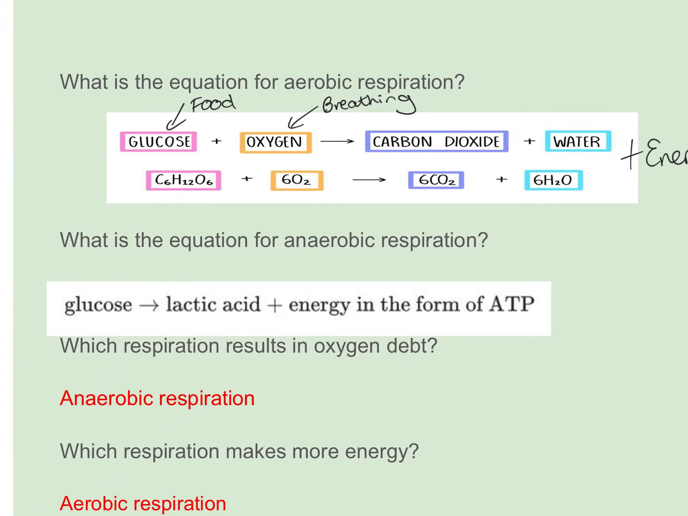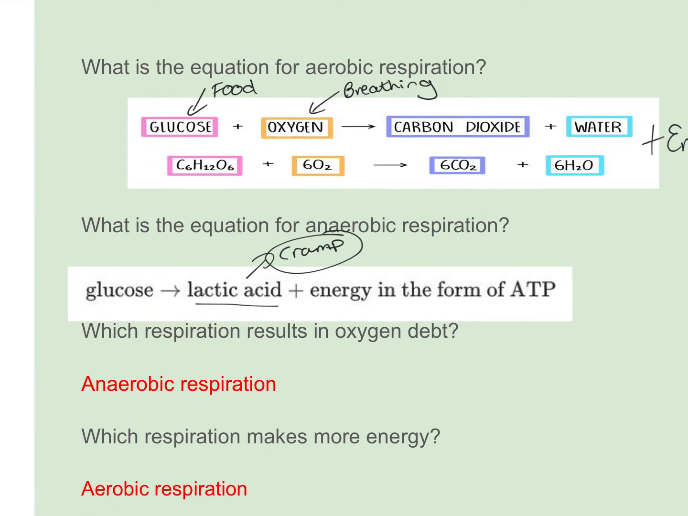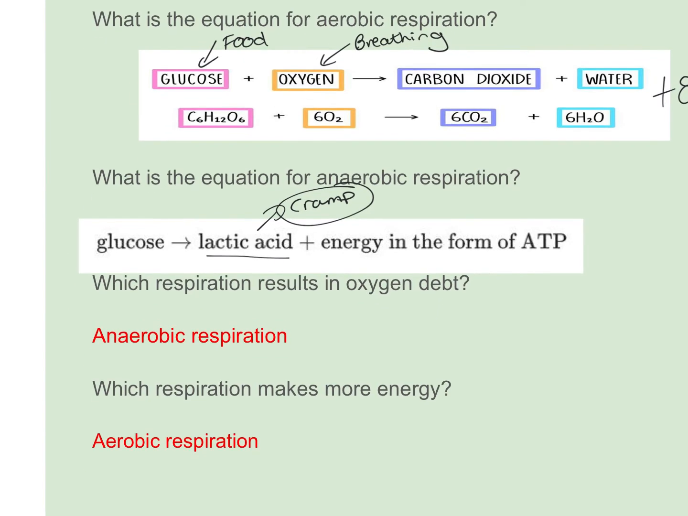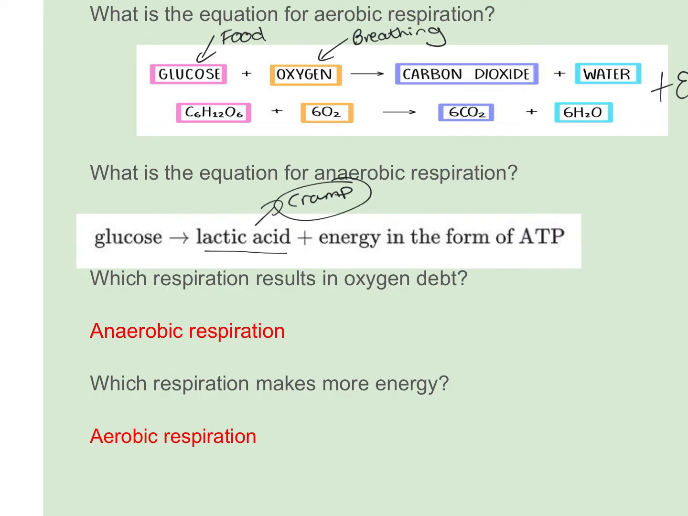Anaerobic respiration then, glucose, no oxygen, makes lactic acid, which is what causes cramp, and energy in the form of ATP, which results in oxygen debt. That's anaerobic because there's no oxygen. The cramp, you need to take really heavy breaths then to get rid of the oxygen debt. Which respiration makes more energy? Aerobic respiration.